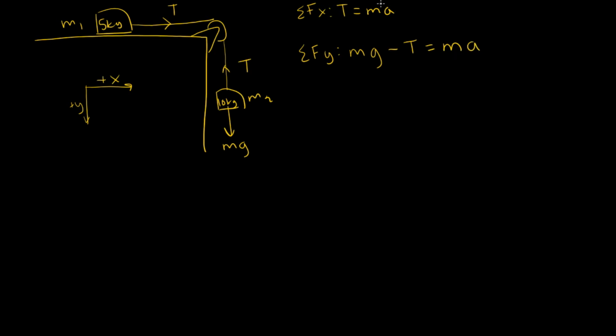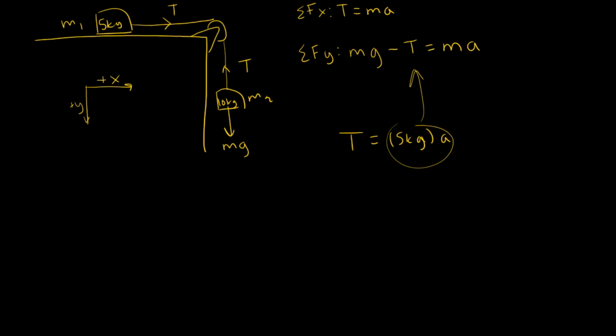We know that the m for the sum of forces in the x direction will be the 5 kilogram mass because it's the only object going in that direction. So we can say that T equals 5 kilograms times a. Now we can see that we can plug this in to the other equation to find a.